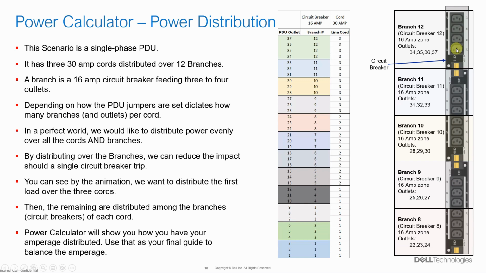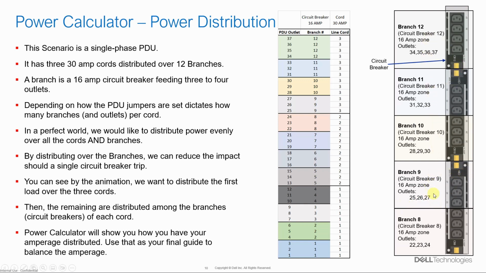Now, Power Calculator will help you with all that, but it's just a concept that I want you to understand. Another concept I want you to understand is that these circuit breakers are kind of failure domains, if you want to. So when this circuit breaker trips, it's going to take whoever's plugged in here out with it. Now, when we configure cords, we can select how many branches we want per cord.